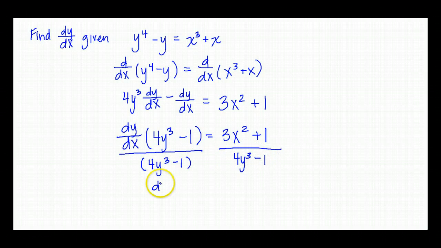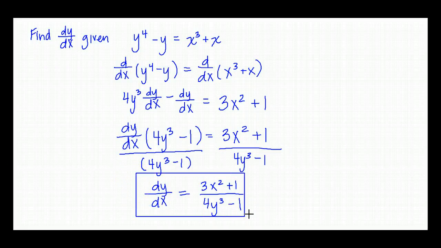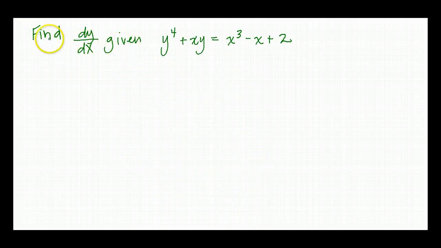So I'd end up with the derivative equals (3x squared plus 1) divided by (4y cubed minus 1). And that's my derivative. Let's go ahead and do another. This next example is a little different than the others.